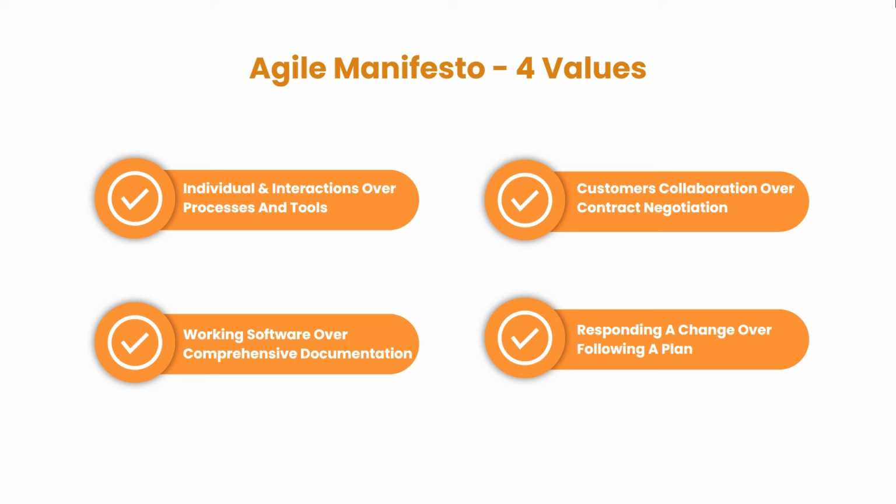Third value, working software over comprehensive documentation. If I finish my 2 weeks of iteration, whatever work is done, I should be showing that value, that software, whatever the project is about. At the end of that particular iteration, we will be showing that to the customer directly. So it is the working software, whatever is done, that we show to the customer, instead of showing them a ppt which says this story is done, that part is done, this is pending, that part is pending.